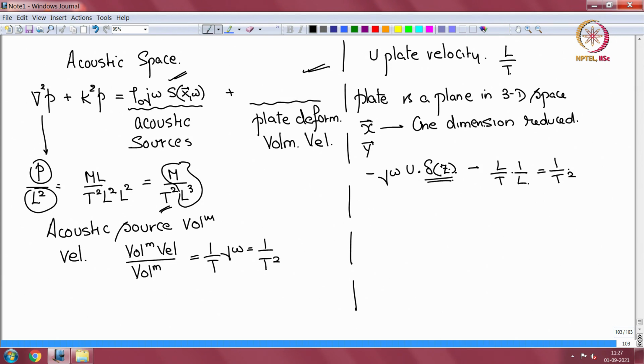Okay, and I multiply by the fluid density, which gives me mass over L cube. Suppose you follow. So then I have rho_0 j omega times the local velocity, multiplied by a certain delta. That delta takes me from x space, 3D, to y space, 2D. That is what that delta z does.